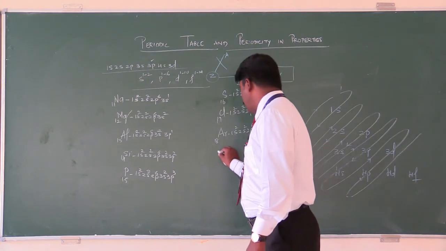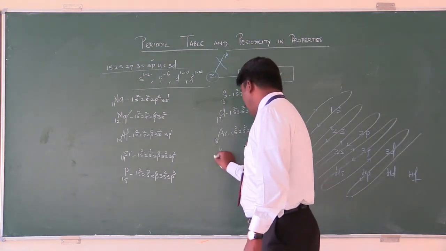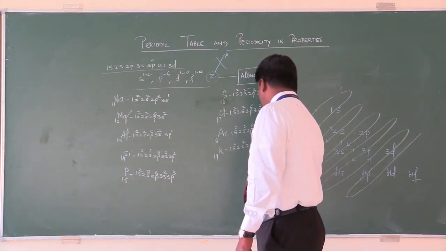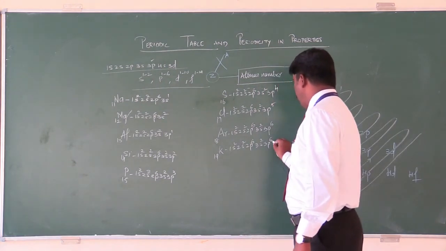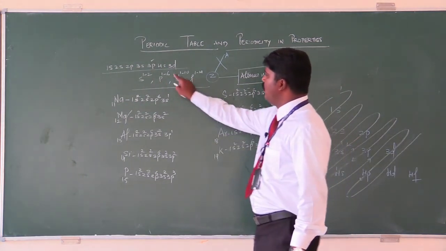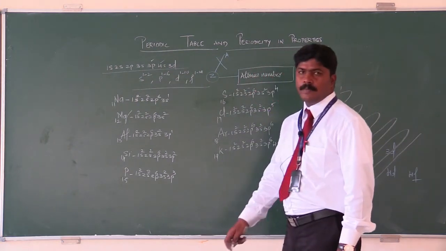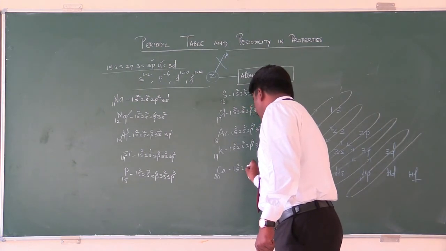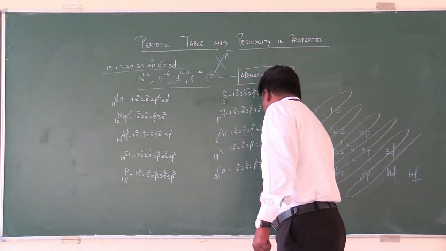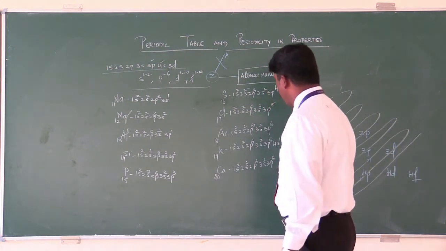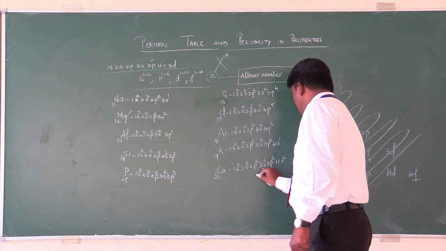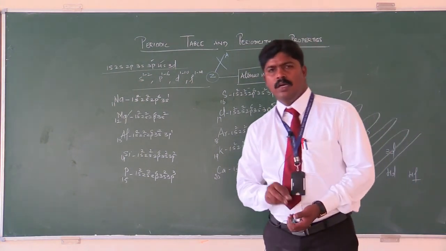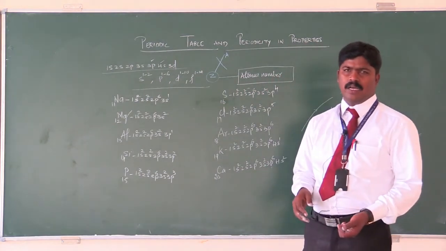After argon comes potassium. Potassium is 19. So 1s2, 2s2, 2p6, 3s2, 3p6 and 4s1. You can see here, after 3p comes 4s. Calcium atomic number 20: 1s2, 2s2, 2p6, 3s2, 3p6 and 4s2. 10 and 10, 20. At least this much a student who is approaching 11th standard should know.